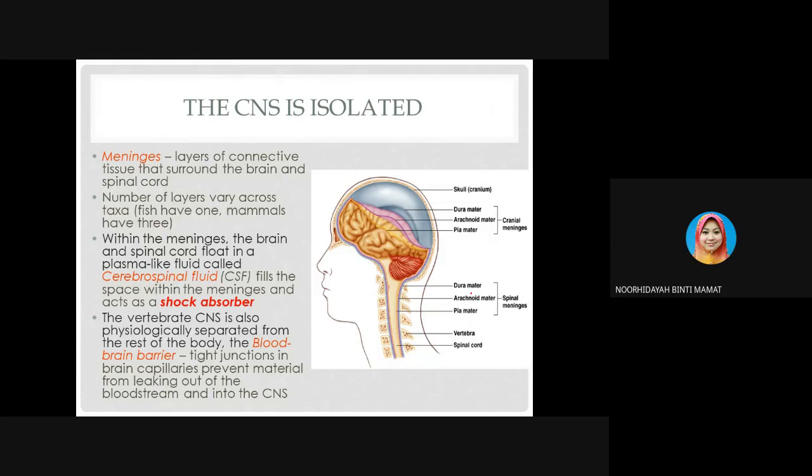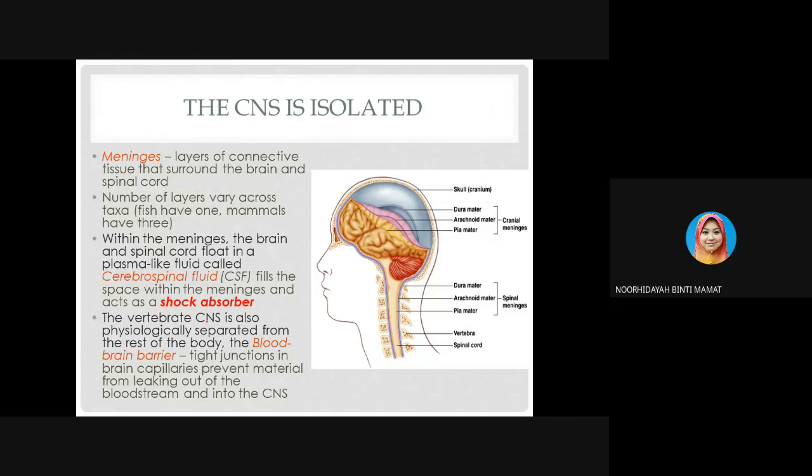So within the meninges, the brain and spinal cord float in a plasma-like fluid called the cerebrospinal fluid, CSF, which fills the space within the meninges and acts as a shock absorber. So this is a very important structure in our brain, right? Because it can act as a shock absorber.